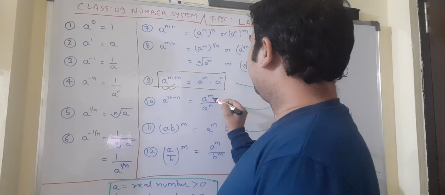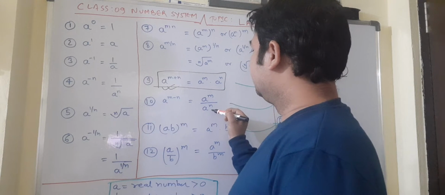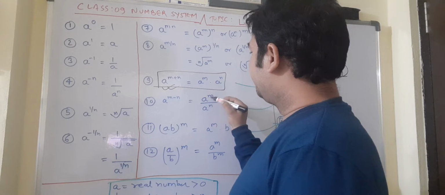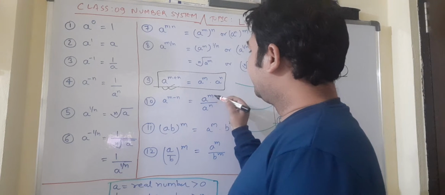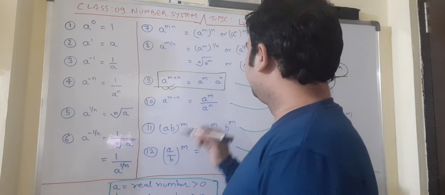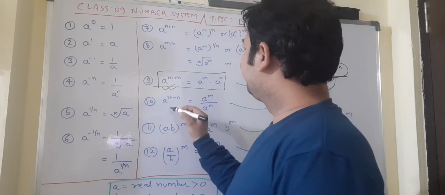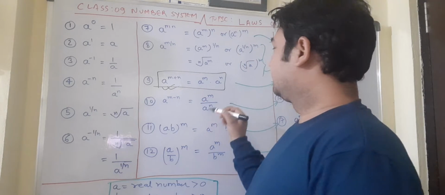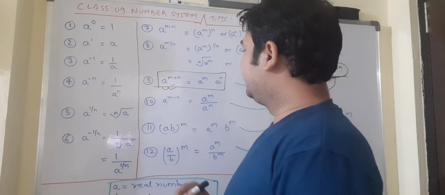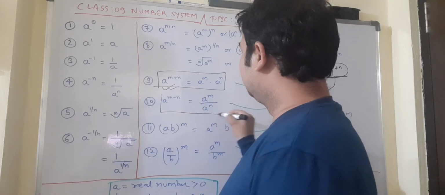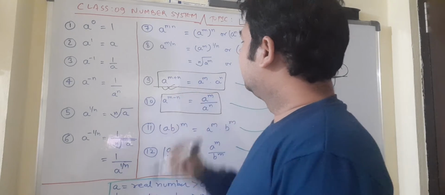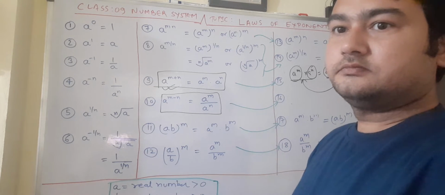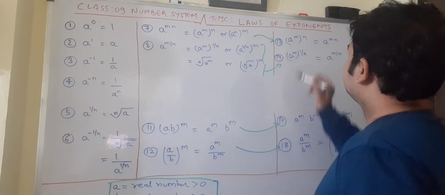Similarly, you have seen when a to the power m is divided by a to the power n, up to n parts, it will get cut from numerator and from denominator. What you will be having is only m minus n. So it will give you a to the power m minus n. A to the power m divided by a to the power n is a to the power m minus n. Up to this, it is clear. Let's see the next one.